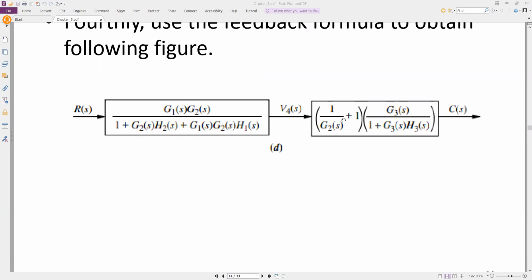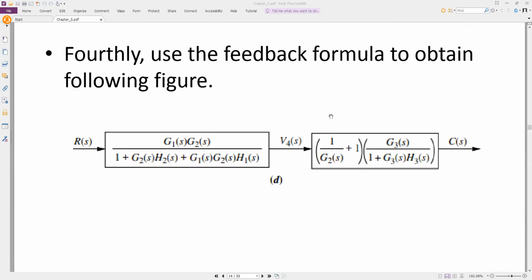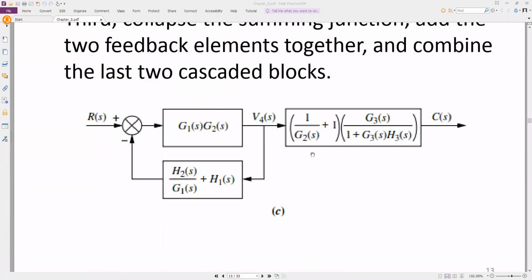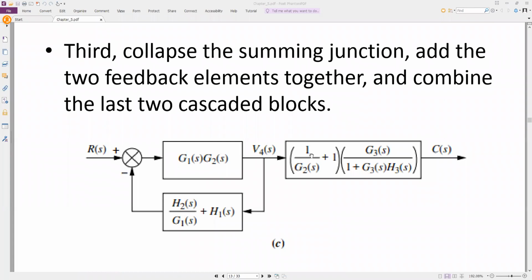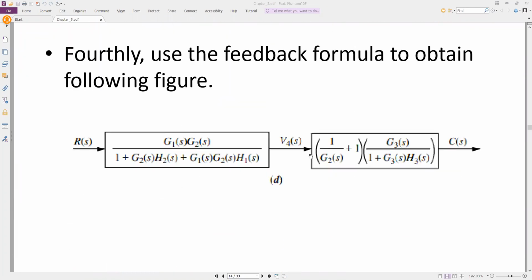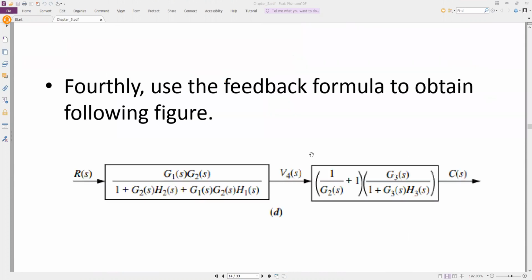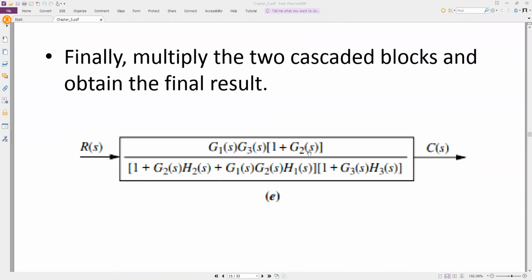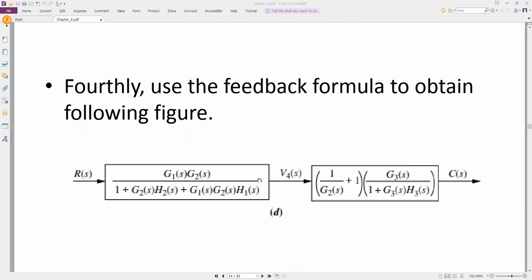See, not very difficult, but you need to remember the steps. Which steps are necessary or which steps are required for your project, for your problem. Okay, so remember the blocks which you have to reduce. So that is the way you can solve this one. Finally just cascade, multiply.